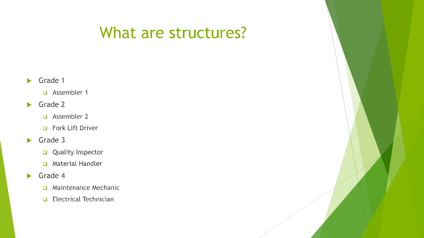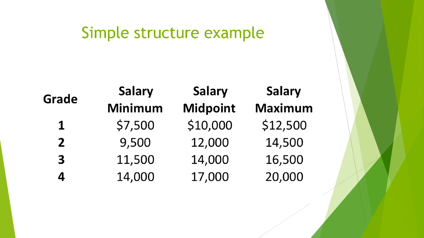Grade 1 is Assembler 1. Grade 2 is Assembler 2 and Forklift Driver. Grade 3 is Quality Inspector and Material Handler. And Grade 4 is Maintenance Mechanic and Electrical Technician. The structure defines that the minimum we can and will pay a forklift driver is $9,500, the minimum of grade 2, and the maximum paid to this job would be $14,500, maximum of grade 2. That same logic applies for all of the other positions in our structure.